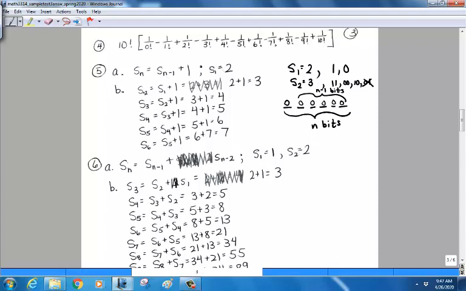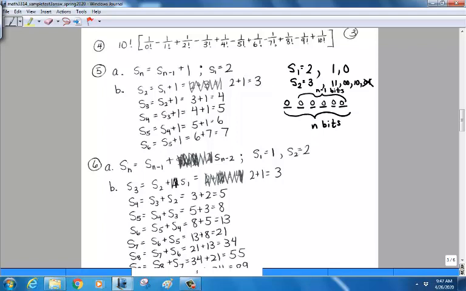By the way, if you use this recurrence relation to count S sub 2, S sub 2 would be S sub 1 plus 1. S sub 1 is 2. 2 plus 1 is 3. So see, that confirms what we had already noticed by observation, that S sub 2 is 3. Our recurrence relation also gives us that S sub 2 is 3.